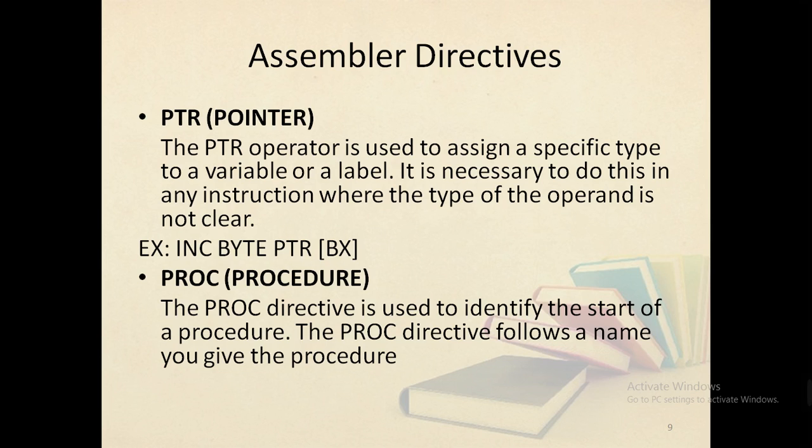And take one more example. INC WORD PTR [BX] tells the assembler that we want to increment the word pointed to by BX. The PTR operator assigns the type specified before PTR to the variable specified after PTR.